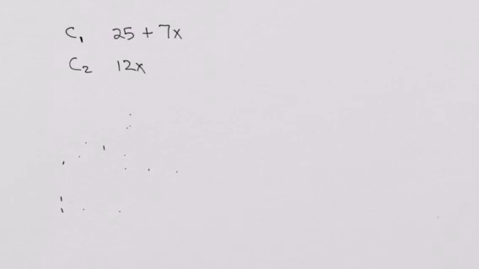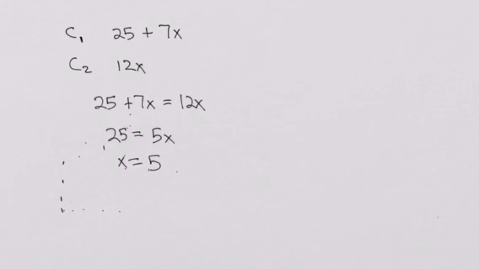So what we do next is we set those two equations equal to each other. So 25 plus 7x equals 12x. And then I solve for x. I'm going to subtract 7x from both sides. And that's going to give us 25 equals 5x. Divide by 5. x equals 5. We can plug that result back in up here and make sure that it's true, that those two costs would be equal to each other.